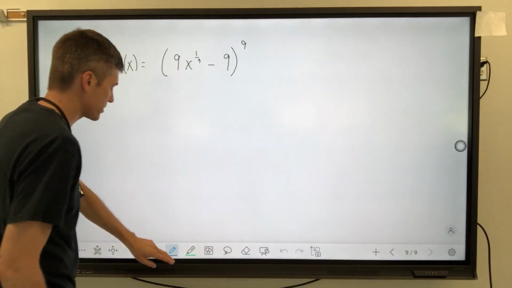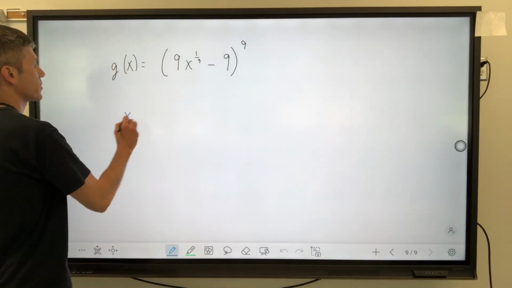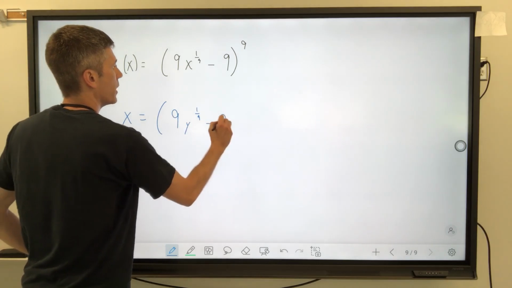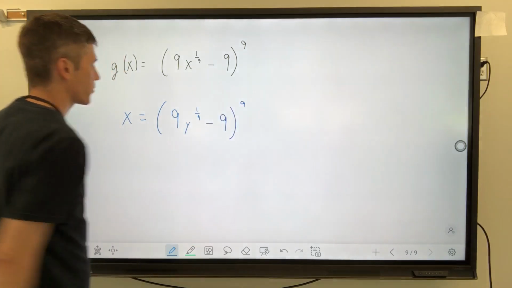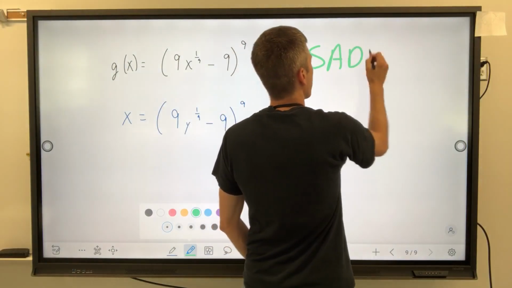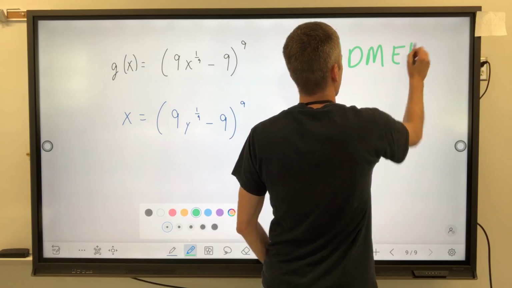Okay, let's go to slide number 9 on my screen, which has lots of 9s in it. We're going to find the inverse of this guy right here. Switch x and y. Solve for y. Soupy aardvark dingo melon's exit paper.